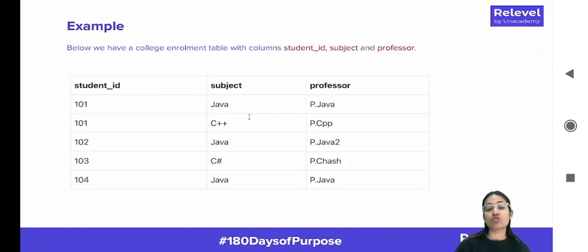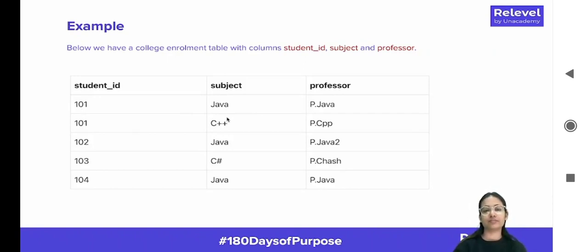Can I say that student ID and subject would work? If I tell you the student ID and if I tell you the subject, would that be enough? No, right? Because 101 Java and here, 101 Java and 101 C++. What do you think? Oh yes, it might work.